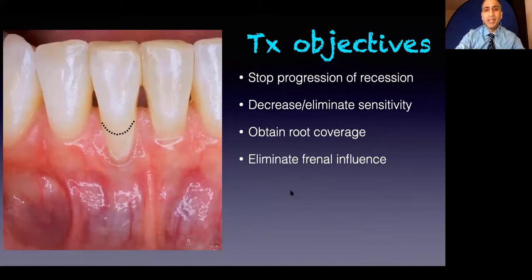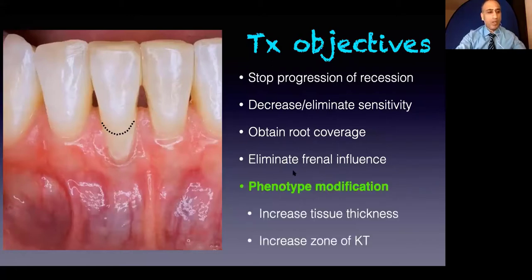So the objectives in a case like this are, number one, we want to stop this recession from progressing. We also want to get coverage of the root surface, because if we're able to do so, then we can also decrease or even eliminate the sensitivity. And at the same time, we also want to eliminate the influence of the frenum pull, because that is definitely an etiologic factor for recessions like this. Last but not least, we also want to modify the periodontal phenotype. This is a very, very hot topic right now. And phenotype modification involves increasing the tissue thickness or volume, and in particular, increasing the zone of keratinized tissue. Whether keratinized tissue is important or not, again, it's debatable in the literature.